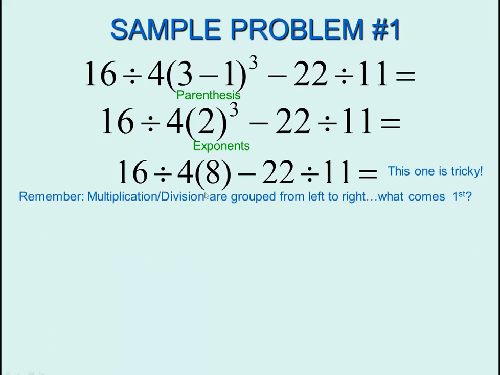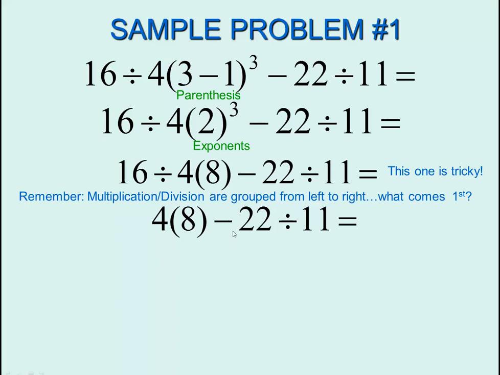Right? And now what do we do? Well, we know that it's multiplication and division from left to right. So do you do the division or do you do the multiplication? Well, which one came first? The division comes first. So 16 divided by 4 is 8. I'm sorry, 4. 16 divided by 4 is 4. That would be this 4 right here. That's the 16 divided by the 4. The 8 stays the same. Minus 22 divided by 11. All that stays the same.